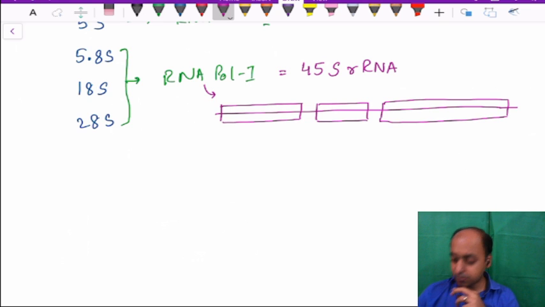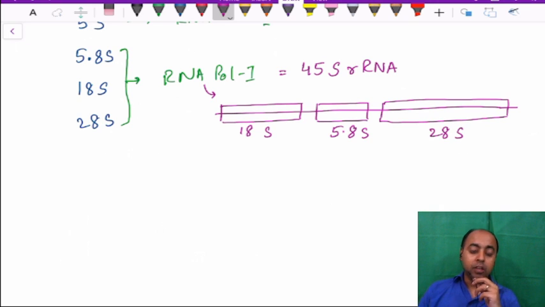Which can be split into three: 18S, 5.8S, and the 28S ribosomal RNA. So once the RNA has been transcribed, it undergoes what is known as the post-transcriptional modification.